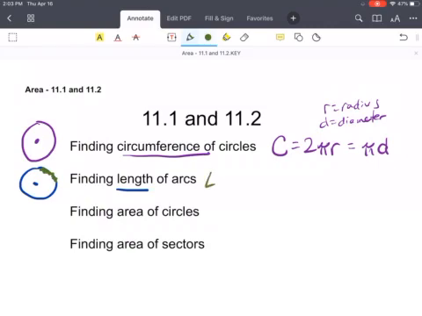So the length of an arc is going to be equal to the circumference of the circle times the measure of that arc over 360, because the whole circle is 360 degrees. So that little sliver, however much that measure is, we'll divide that by 360. And that'll be the fraction of the length of the arc.